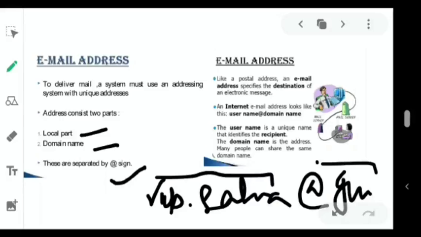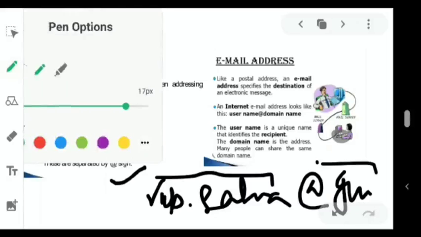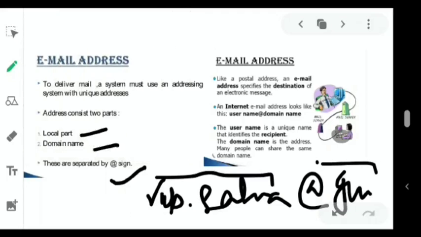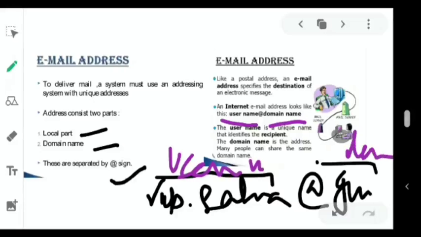Next one is the email address. Like a postal address, an email address specifies the destination of the electronic message. An internet email address looks like username@domainname. That is what I am talking about. So first will be the username and then the domain name. The local part consists of the username and this part is the domain name.